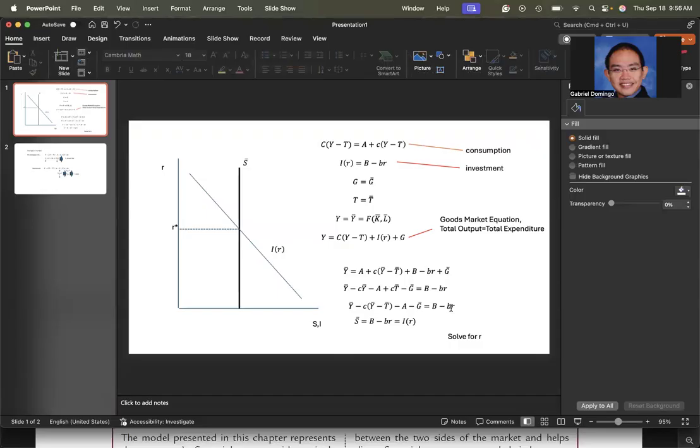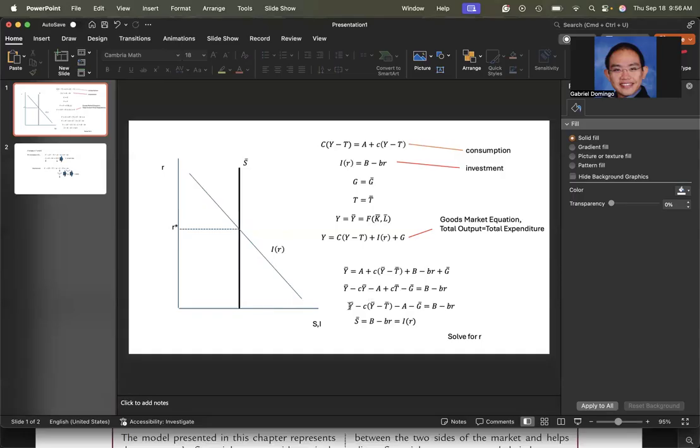What is the variable that makes sure that your investment and your national savings are equal to each other? It's the real interest rate R. And that's illustrated here with your R star. And you solve for R. This is the solution. This is the R that makes sure that your S and your I are equal to each other.